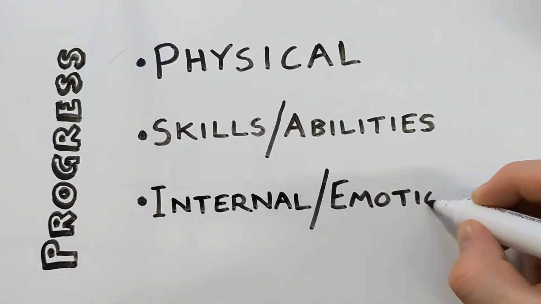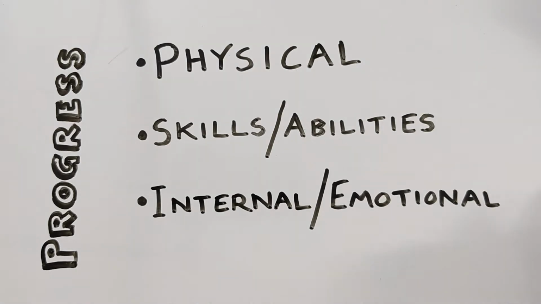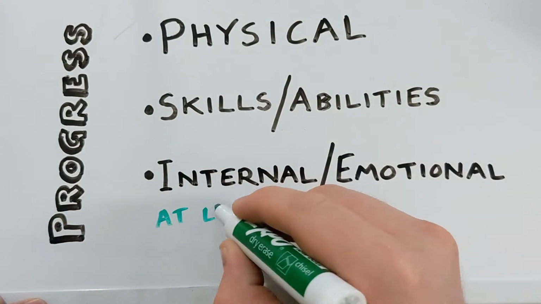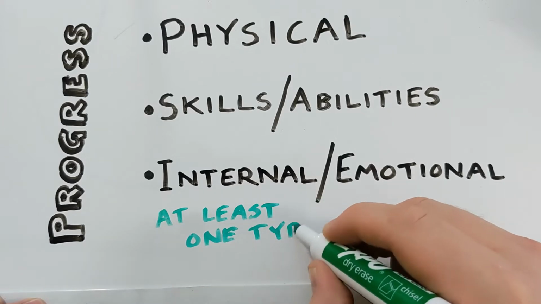There should not be a chapter in the story where there is no progress. Every chapter should have at least one type of progress, preferably more, but at least one.